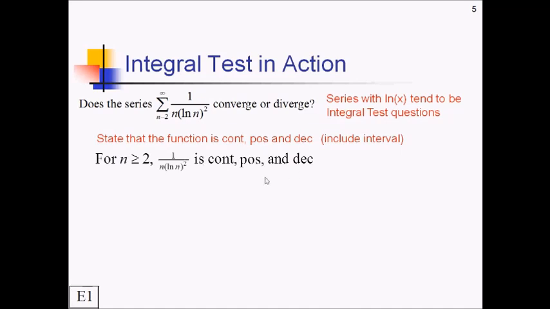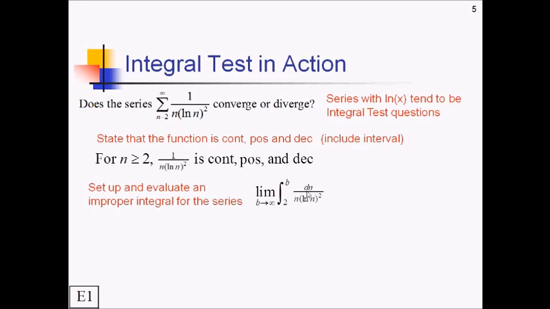Okay, so how do we actually do that? We're going to set up and evaluate an improper integral, because we're going to infinity here, for this series. So we're going to have the limit as b approaches infinity of an integral from 2 to b. Now the 2 is here because we have to match the lower limit of summation for our series. Inside here, we're just going to have this function, 1 over n ln of n squared with a dn on top here. All right, so we've got an improper integral.